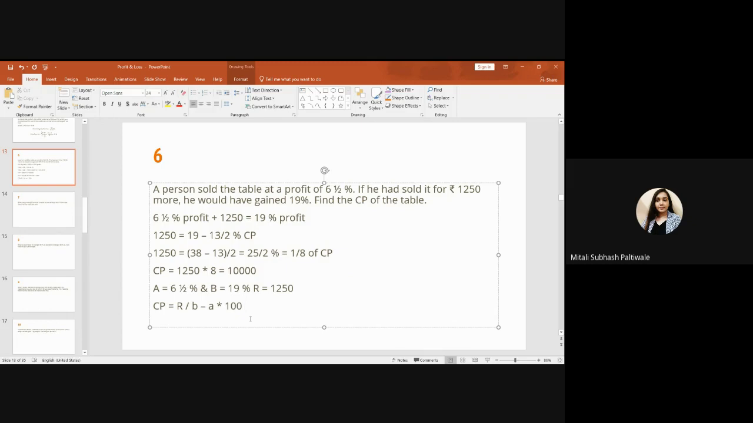Okay. So if at all I'll be going through this formula, this will become 1250 by B minus A. That means this much. So 25 by 2, which is equal to 1250 into 2 divided by 25. Sorry, here it was multiplied with 100 as well. So let me just put 100 over here, into 100.